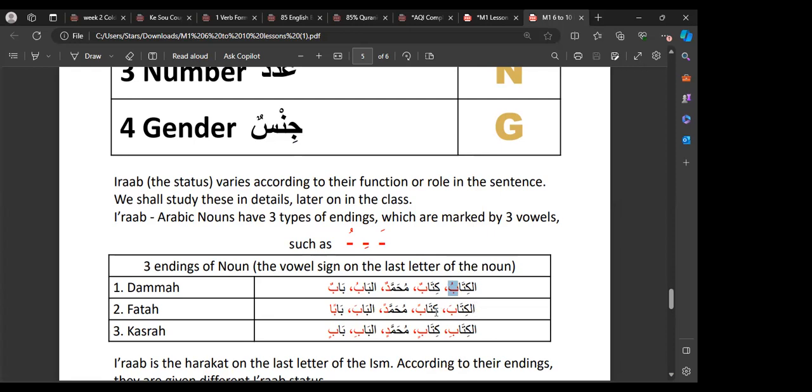Then we have Fatha: al-kitaba, kitaban, Muhammadan, al-baba, and baban. Same words, but they all end in a Fatha. And then the last one, Kasra: al-kitabi, kitabin, Muhammadin, al-babi, and babin.